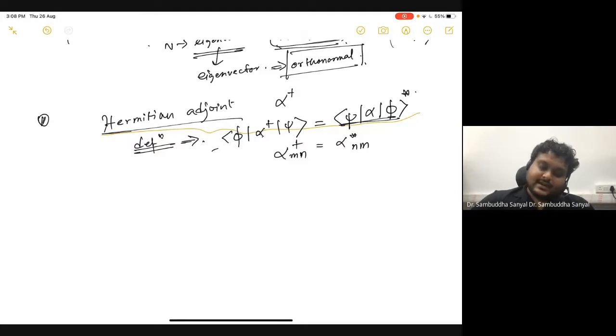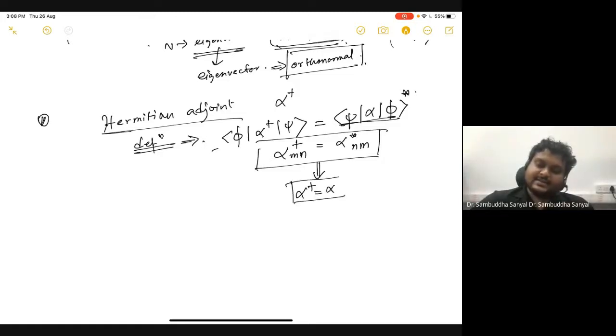Now there is another definition. If this alpha dagger is the same as alpha, then those matrices are called Hermitian, which means these two entries are equivalent. If I want to write it in this language, then Hermitian means alpha mn is equal to alpha star nm.